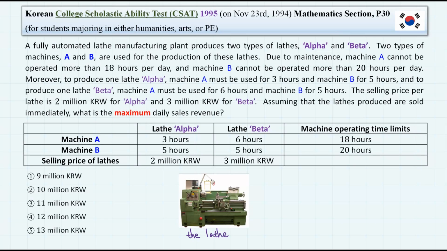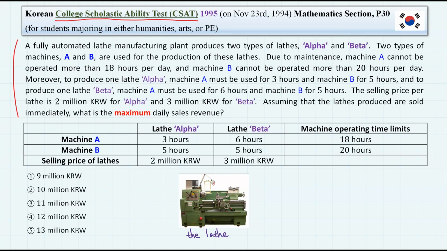Hello and welcome to yet another South Korean College Scholastic Ability Test video, which is the test that South Korean high school seniors take in order to apply for college. Today I got this really long and boring looking problem, which is actually quite interesting and challenging. So let us read the problem.